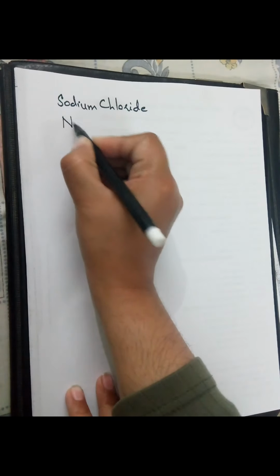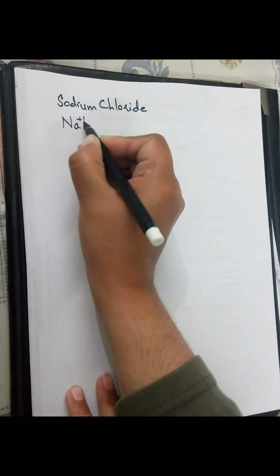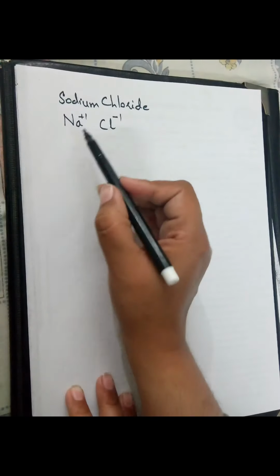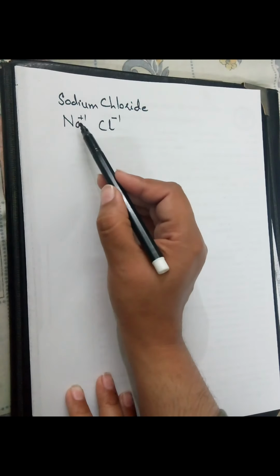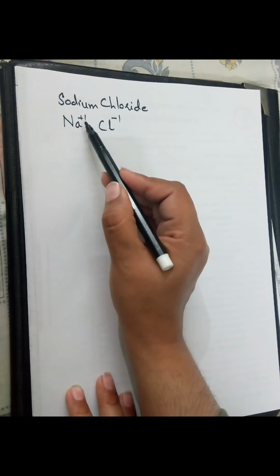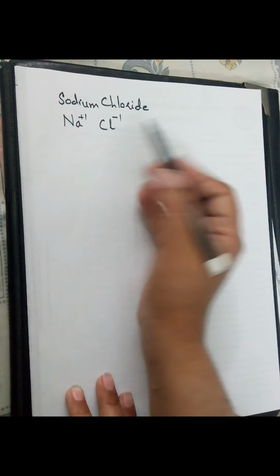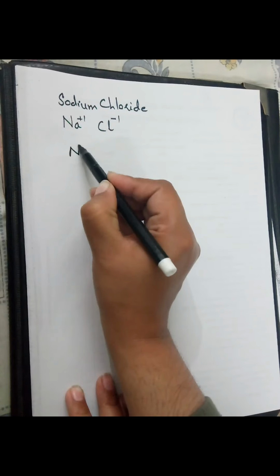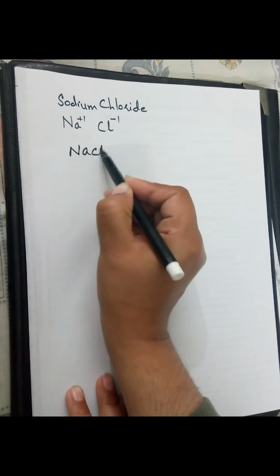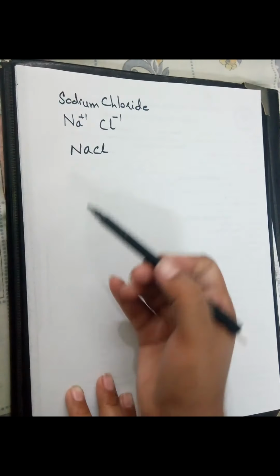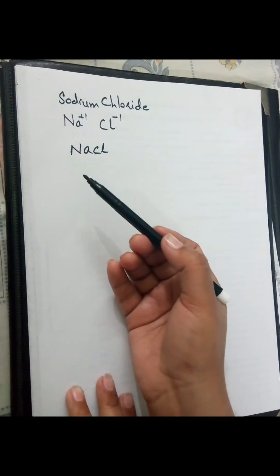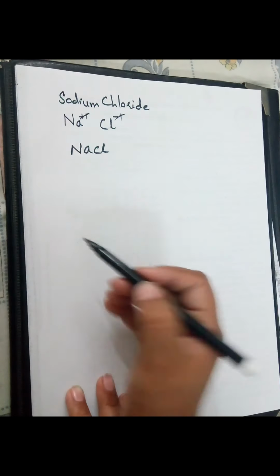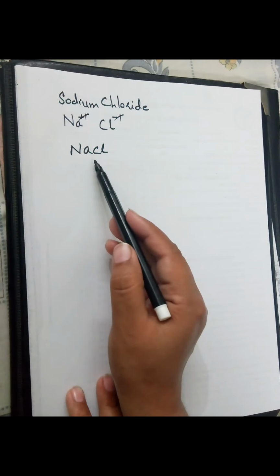Sodium positive 1 and chloride negative 1. Now look at the charges. These charges are already balanced, positive 1, negative 1. So what would be the formula? NaCl. There is no need to balance because it is already balanced. Okay, simply they will cut and we get the formula NaCl.